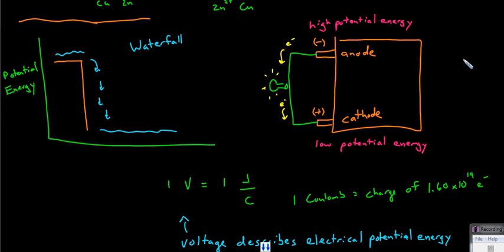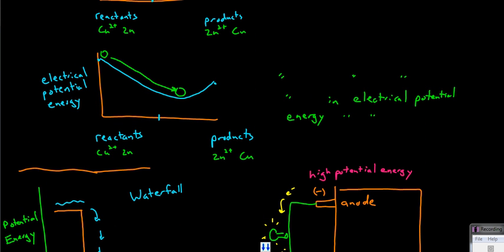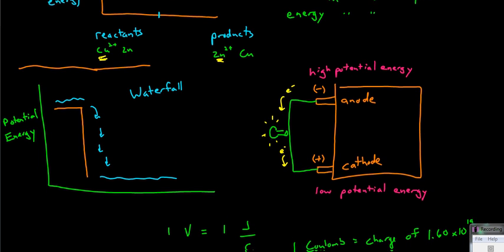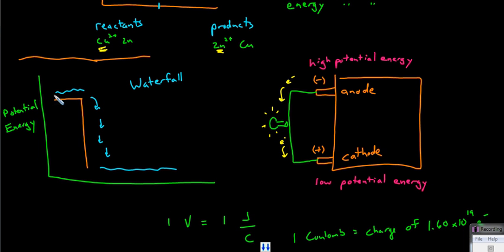Another way of describing this reaction, instead of just saying that our copper ion has higher electrical potential energy than zinc ion, is to describe just the electrical potential energy of the electrons. We know that in general, we have water at some high altitude, and it's high in potential energy, and it will spontaneously flow down to a lower altitude and a lower potential energy. Spontaneously, energy is released as that water is falling.